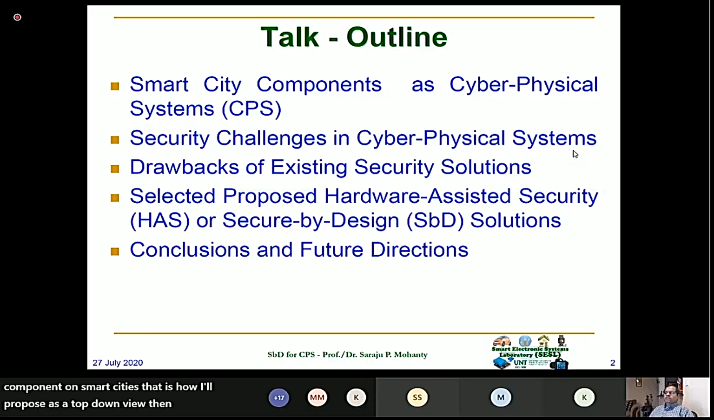Then the security challenges cyber physical systems typically face. There are a variety of them, starting from agriculture cyber physical systems, medical or healthcare cyber physical systems, energy, and so on. Then what are the drawbacks of existing security solutions? And we'll discuss the paradigm that we call secure by design or security by design. The predecessor of it, or a subset of it, is hardware assisted security, which we will also discuss, and then conclusion and future direction.